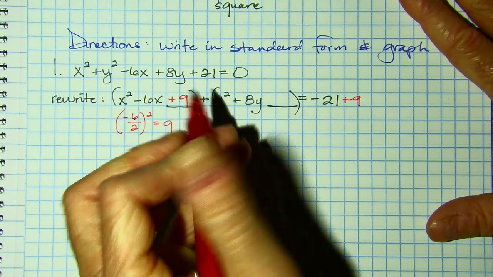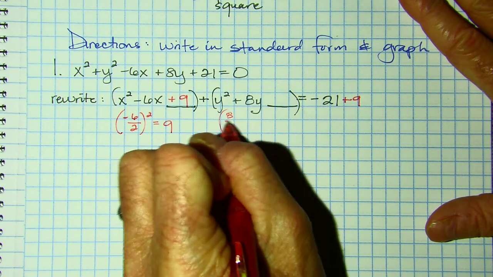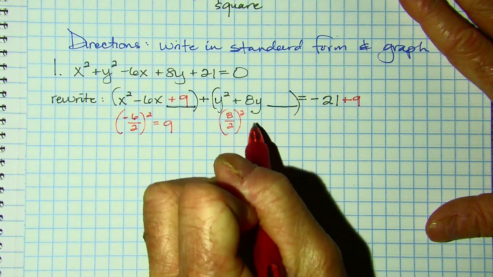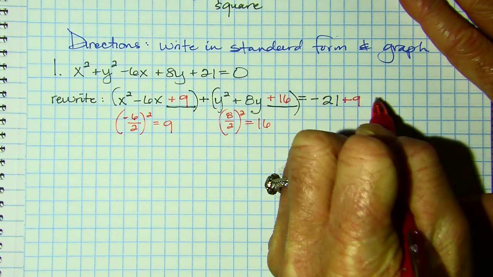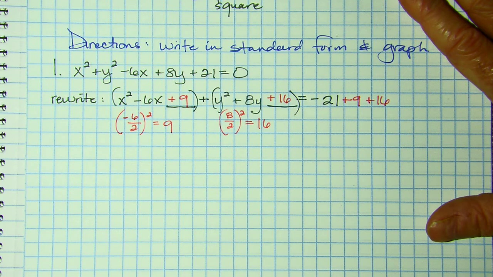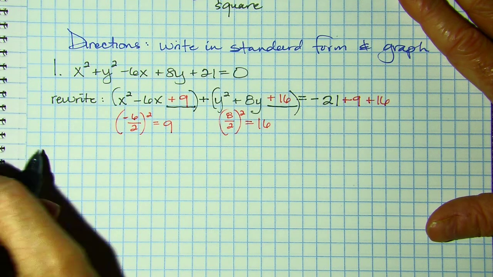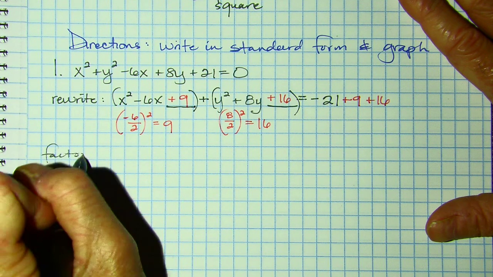Then I'm going to complete the square here. So the b term divided by 2, squared. 8 divided by 2 is 4. 4 squared is 16. If I add 16 here, I have to add 16 here. Then I'm going to factor.